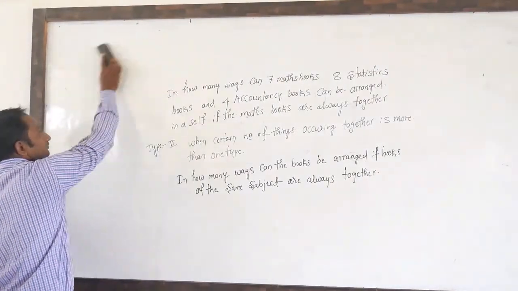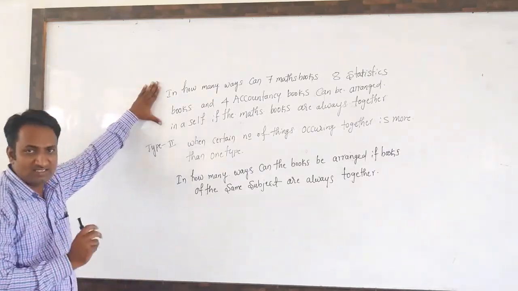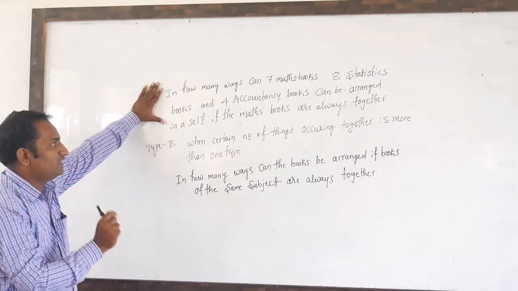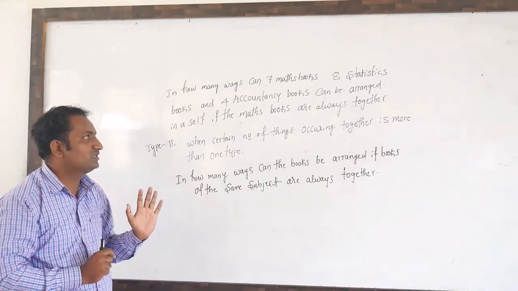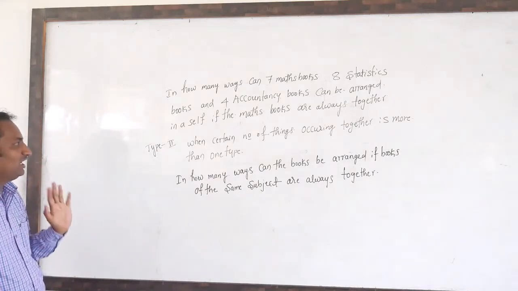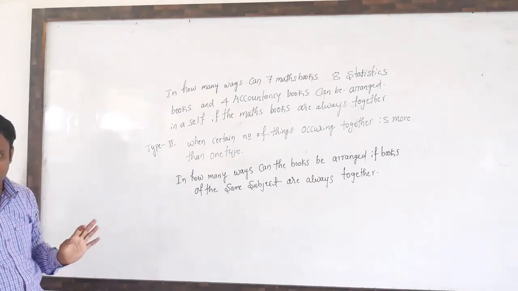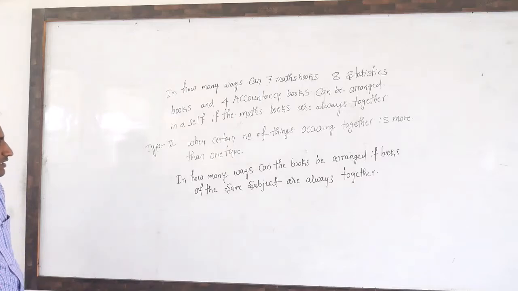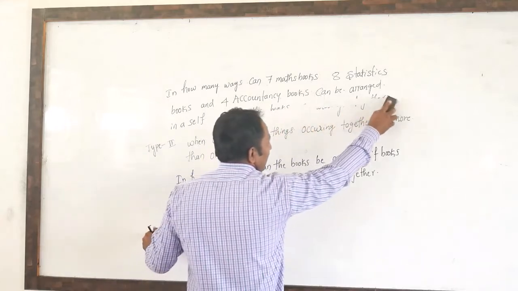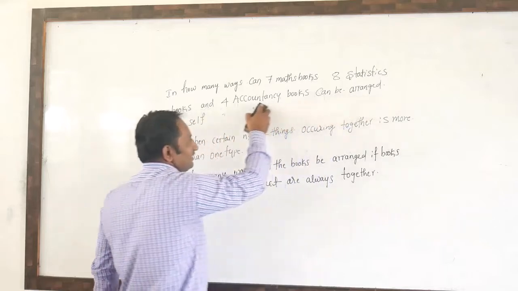This problem was already discussed in previous classes. Here, in how many ways can 7 maths books, 8 statistics books and 4 accountancy books be arranged in a shelf if maths books are always together? Here maths books are always together. This is the previous problem. In this problem we take that maths books are always together.